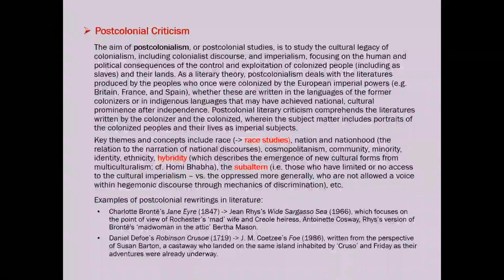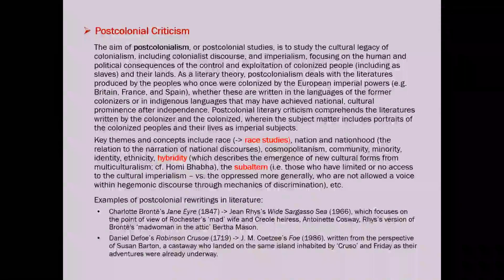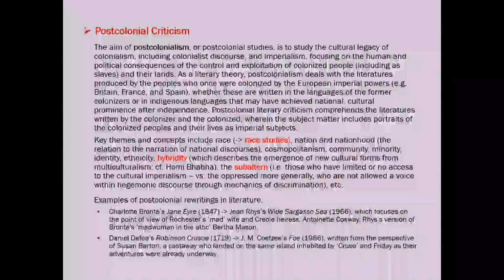And the last theory, and to be the end of this first presentation, has to do with postcolonial criticism. So broadly speaking, what postcolonialism, or postcolonial studies, does is to study the cultural legacy of colonialism, therefore including colonialist discourse and imperialism, focusing on the human and political consequences of the control and exploitation of colonized people, including as slaves, and their lands. More specifically applied to literary theory, it deals with the literatures produced by the peoples who were once colonized by imperial powers.